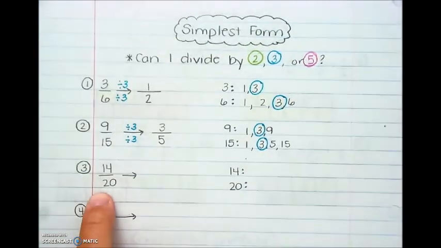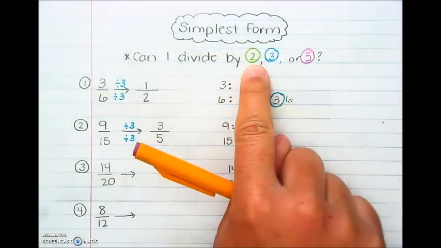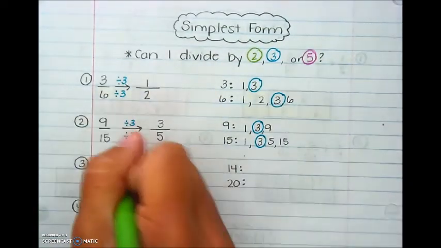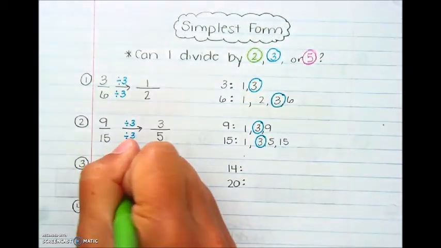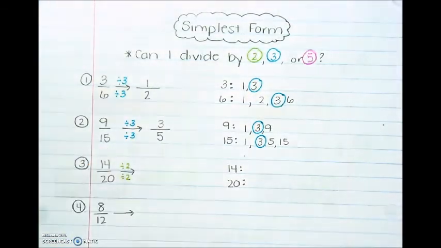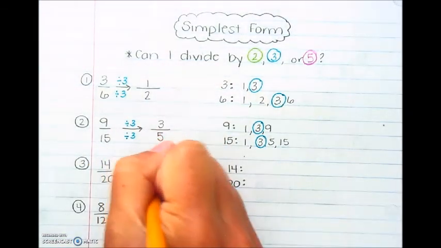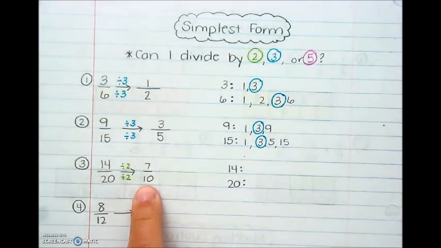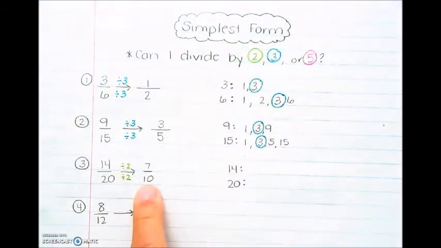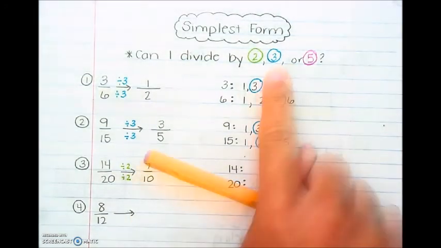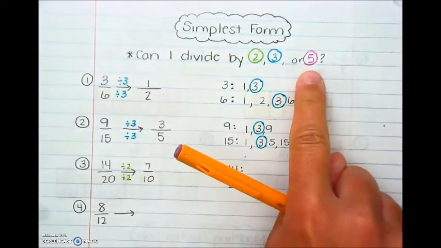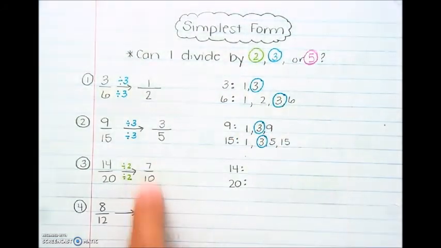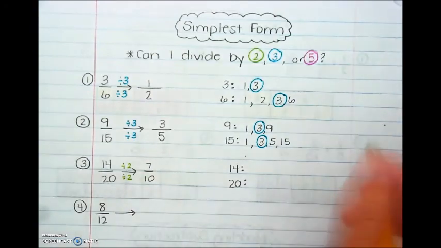What about 14/20? This time, I can divide them both evenly by 2. So 14 divided by 2 is 7, and 20 divided by 2 is 10. So that gives me 7/10. I can't divide 7 and 10 both by 2. I can't divide 7 and 10 both by 3. And I can't divide 7 and 10 both by 5. I could divide 10 by 2 or 5, but not the 7. So that tells me 7/10 is in simplest form.